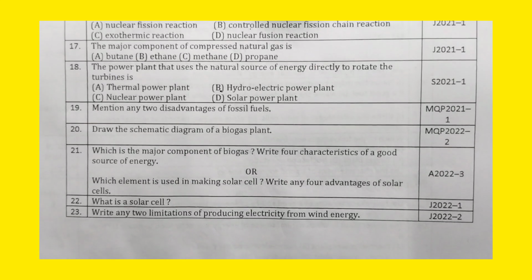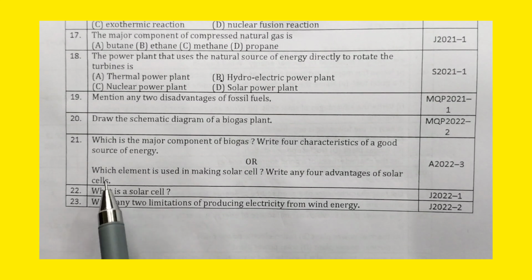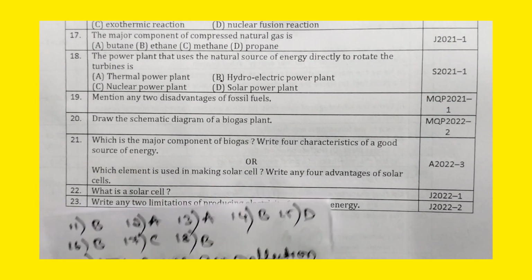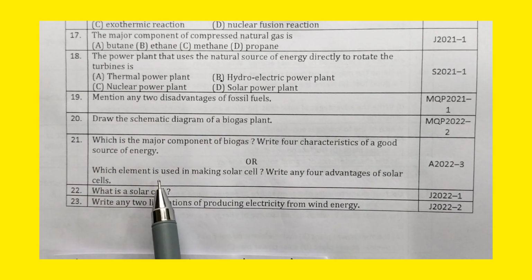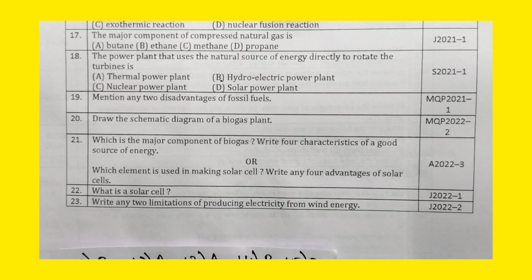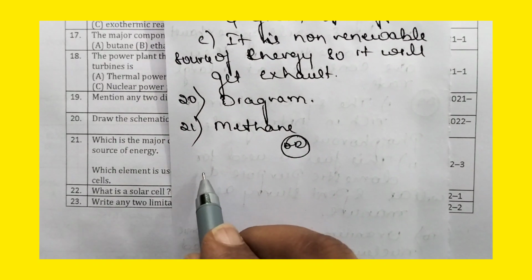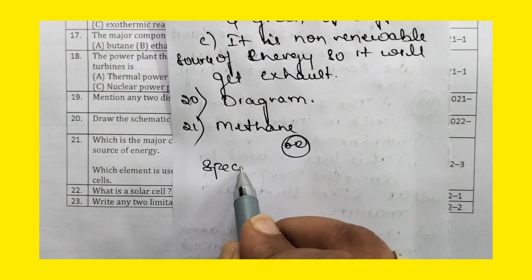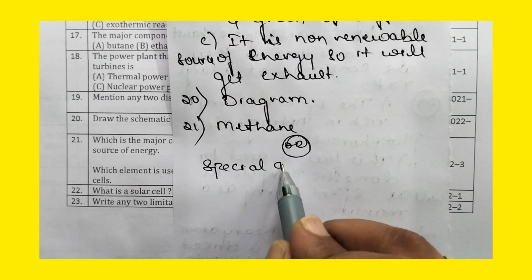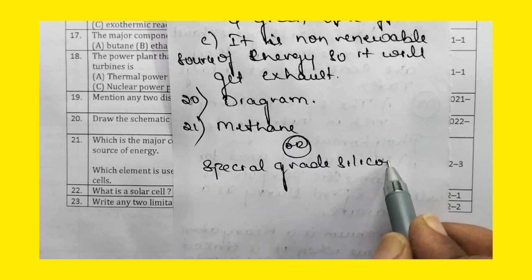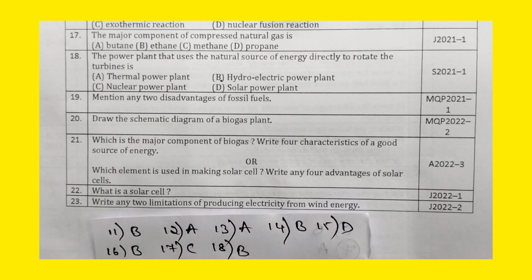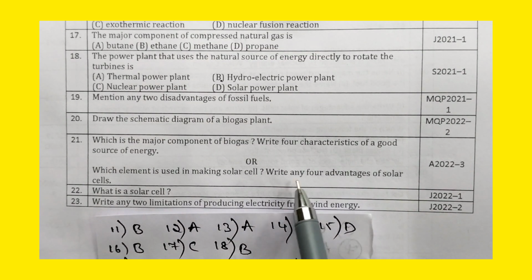Now in that one only, in question 21 there is an optional question, an internal choice. Which element is used in making solar cell? To make a solar cell we are using special grade silicon. Even if you just write silicon, no problem. Write any four advantages of solar cell.